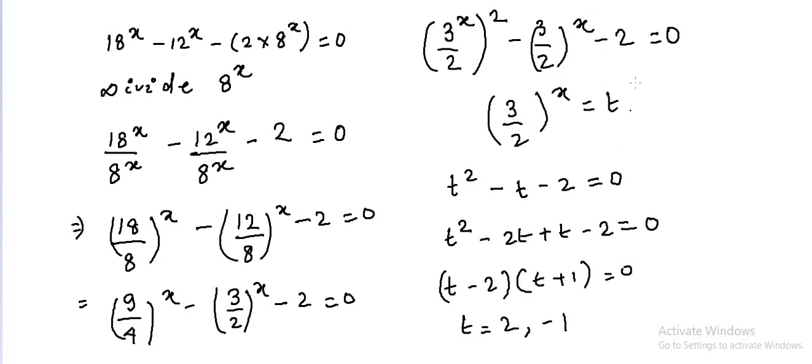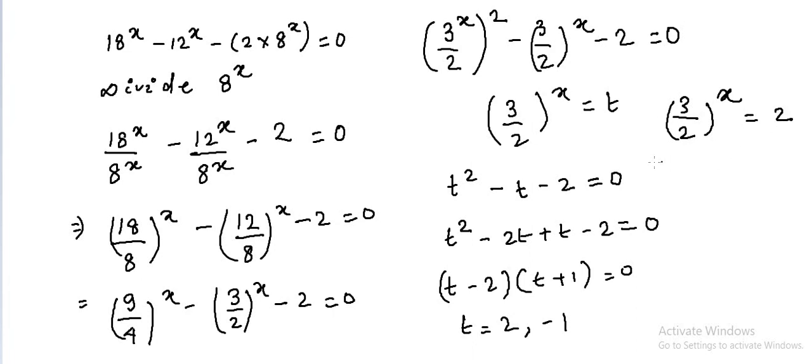Now let's substitute the values one by one. Definitely minus 1 cannot be the value, because there exists no such power that gives a negative term when you put it. So definitely minus 1 is dropped out, and the value of t that we consider is only 2. Now put the value as 2: 3 by 2 to the power x is equal to 2.